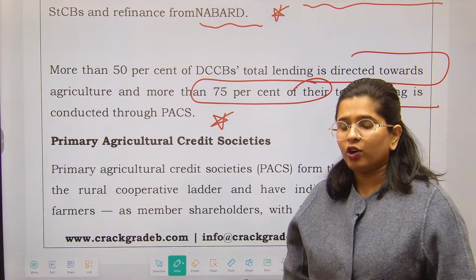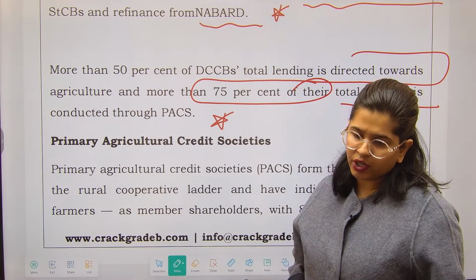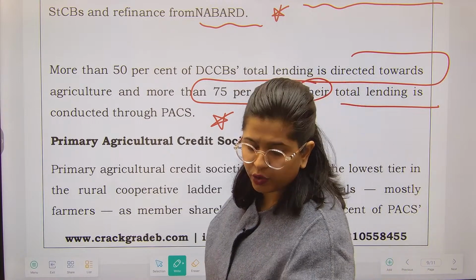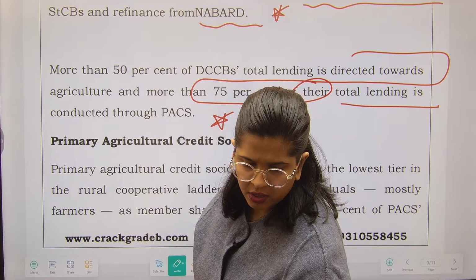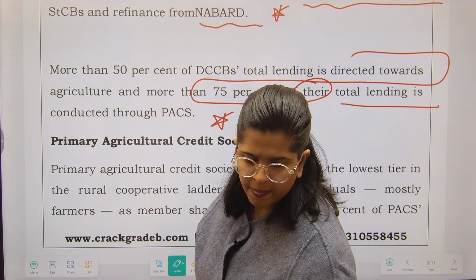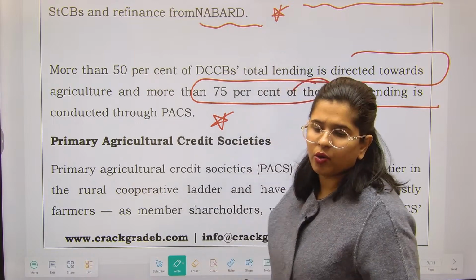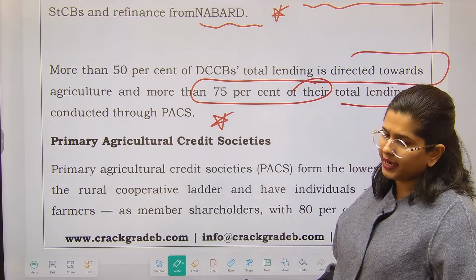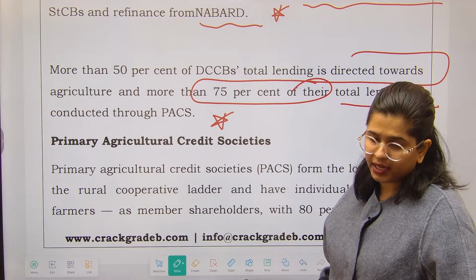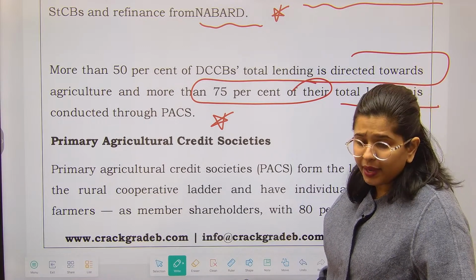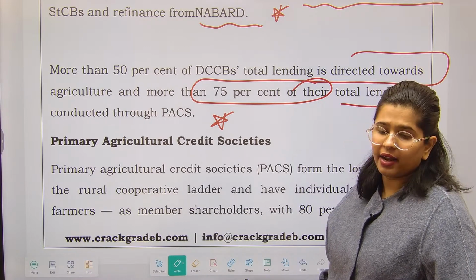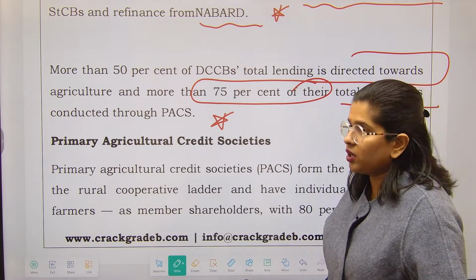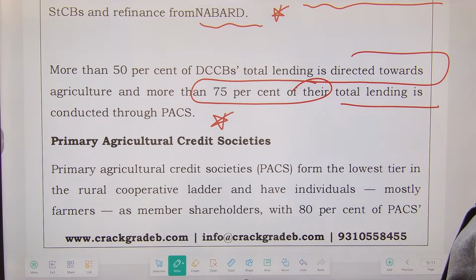ठीक है? If I talk about the sector, more than half of their lending is going towards agriculture, right? And if I talk about how they are giving the loan, 75% of their credit is going through the primary agriculture credit society. Primary agriculture societies are at the ground level of the rural cooperative structure, or the short term cooperative structure.